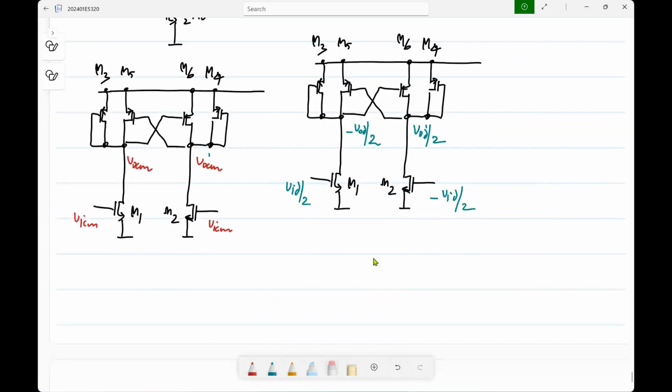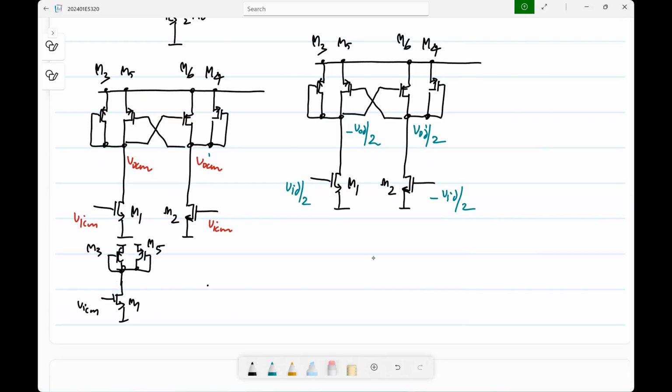So what do you get? In the common mode half circuit, you would have M1 VICM, and essentially these will get shorted together, right? So you would have M3 like that, M5 like this. In fact, this also helps point correctly.